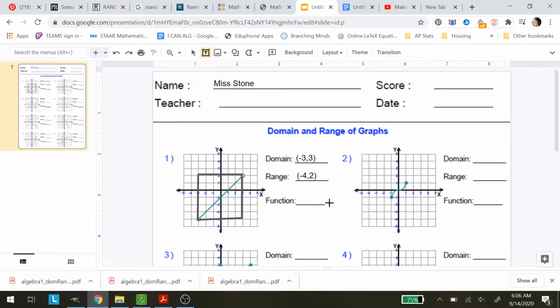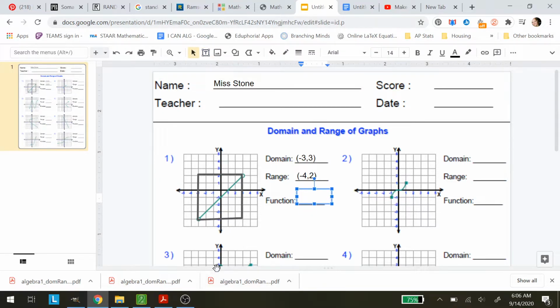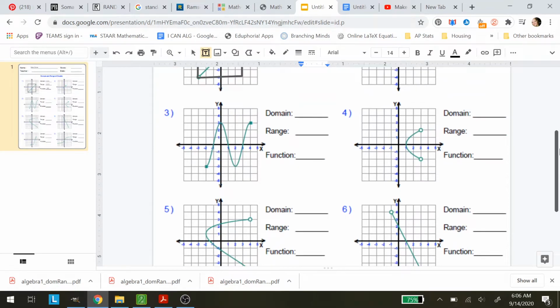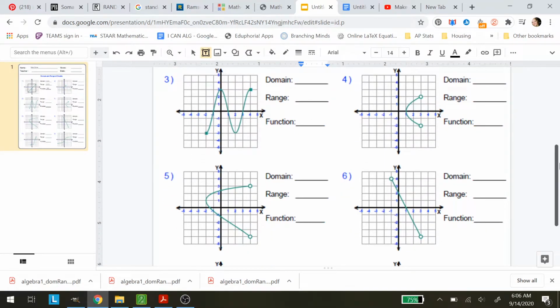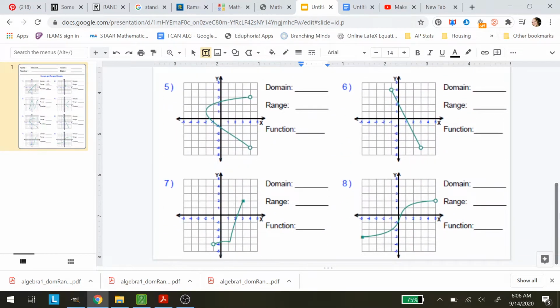And then function. This is pretty simple. Does it pass the vertical line test? Well, it doesn't matter how many vertical lines I touch this with. It will only touch one time. So yes, this is. You can write the whole word or you can just write the letter. I don't care. As long as I can tell what you mean, I'm good with it. Let's do a more complicated one. I think this one and this one look the most complicated.